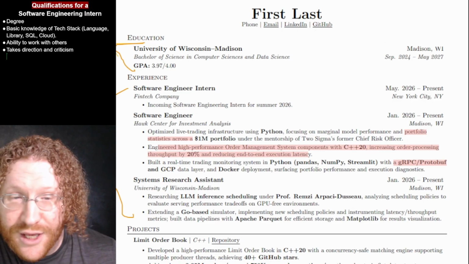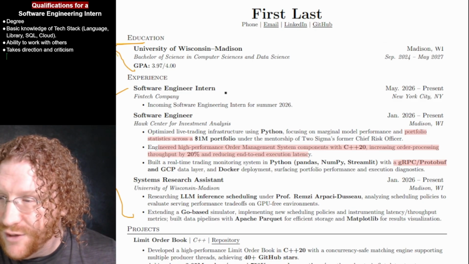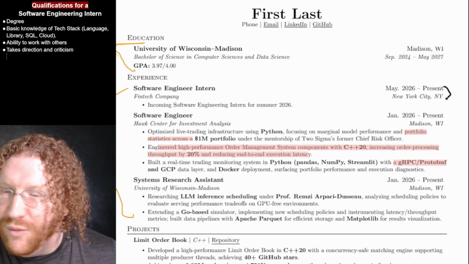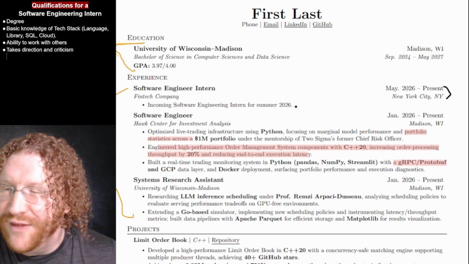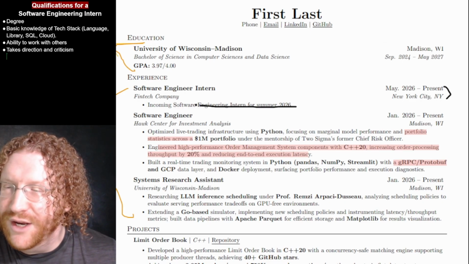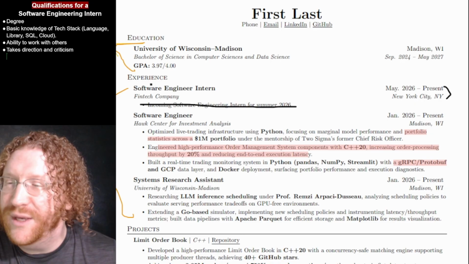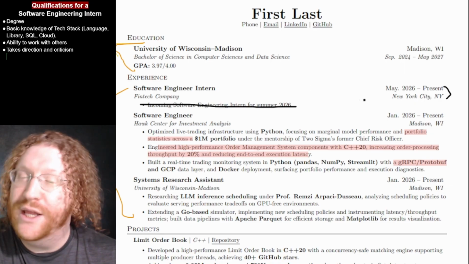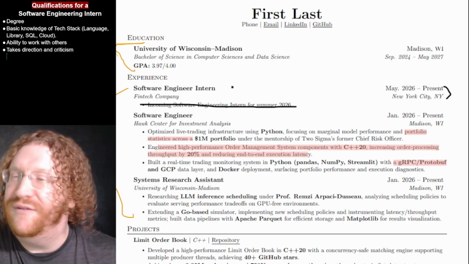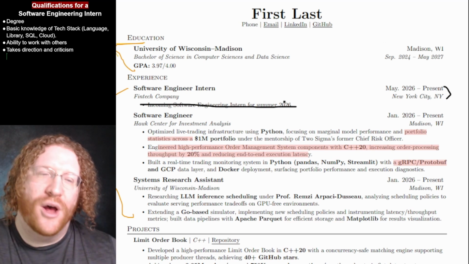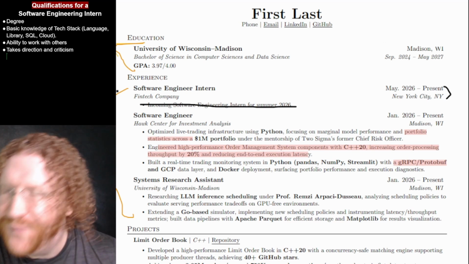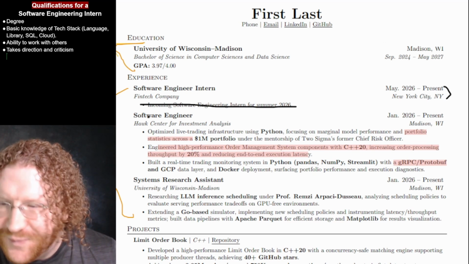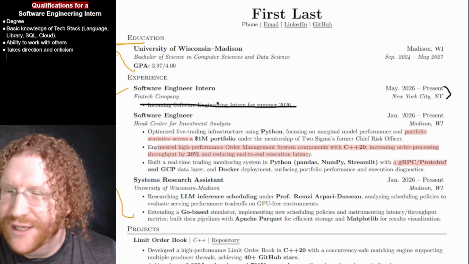This should be, let me see, this software engineer intern. This should be one line, and it should be italicized, and then you can just put, in fact, you don't even need to do this. You can just put incoming software engineer intern on one line for the fintech company. That's it. That's fine, because that way they know, okay, it's an incoming position.